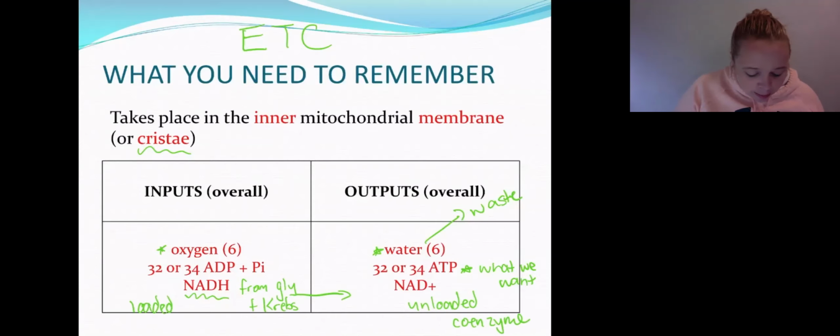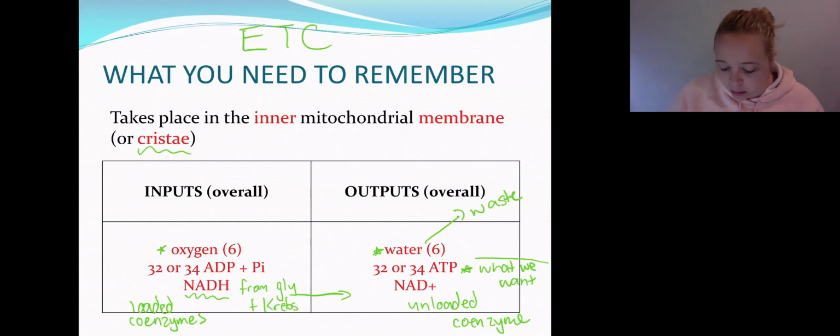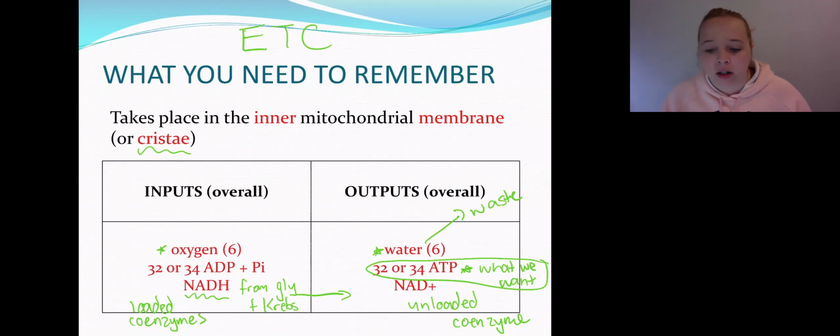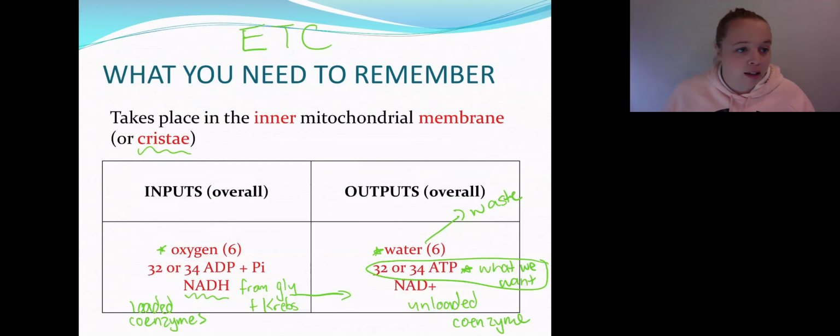So we loaded up the NADH in Krebs and glycolysis, and this is why. We've done it so we can use it for the ETC to make what we want. So what we want out of aerobic cellular respiration is lots and lots of ATP. And that is the end of that video.